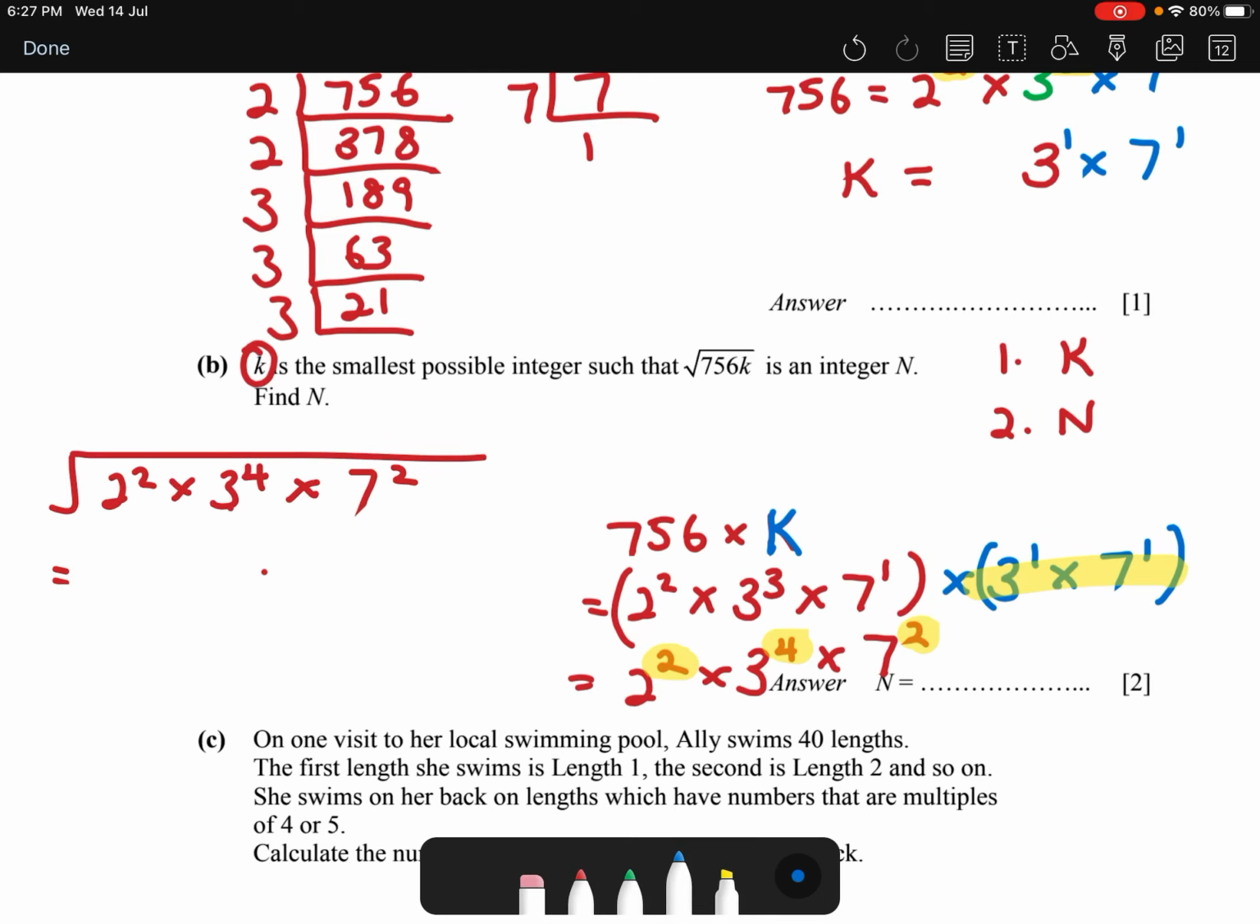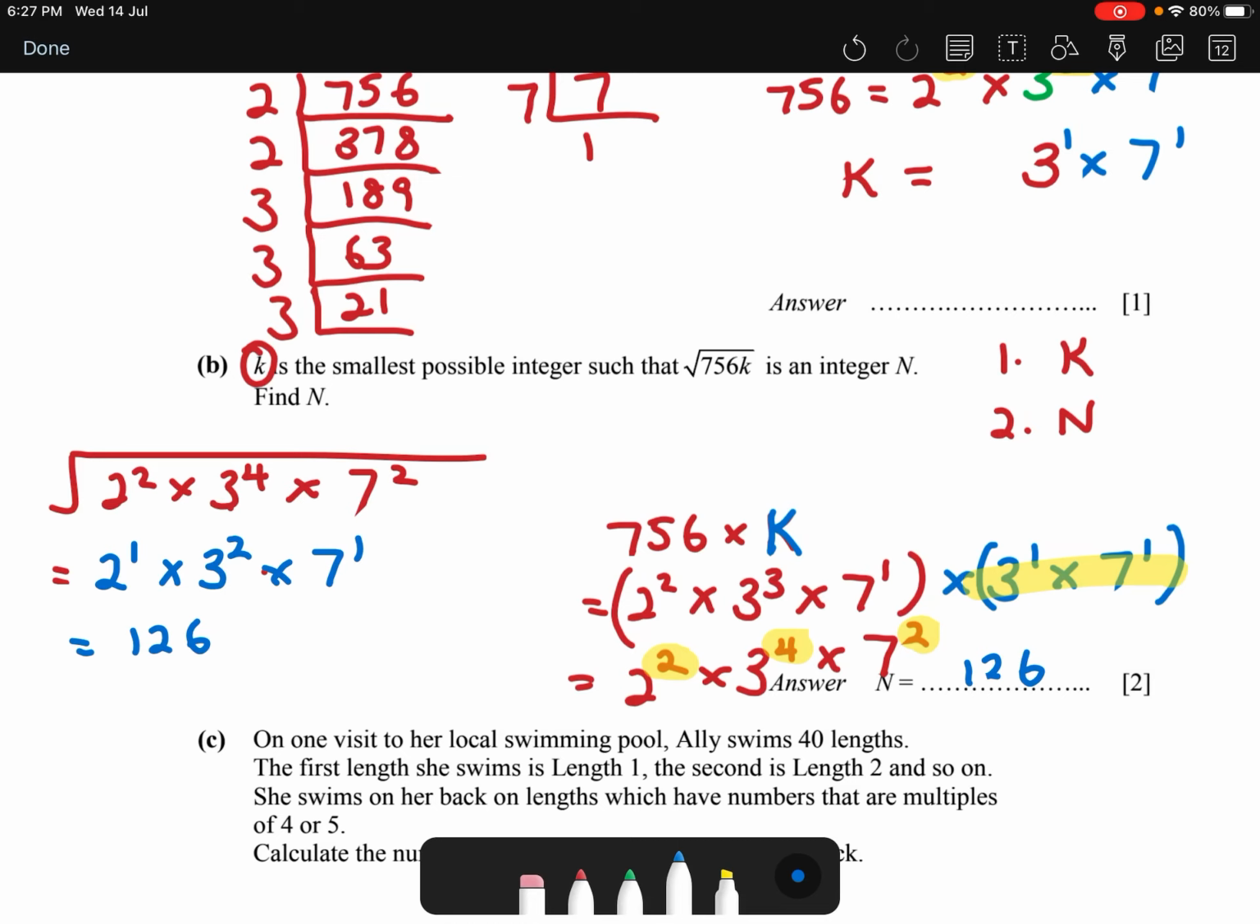So 2 to the power of 2, you square root, you should get 2 to the power of 1. 3 to the power of 4, you square root, you should get 3 to the power of 2. Last but not least, 7 to the power of 2, you square root, you should get 7 to the power of 1. So the integer is 2 times 9 times 7, which is 126. So the answer is 126. This is a very common type of question, but normally they will ask us to find k instead of n.